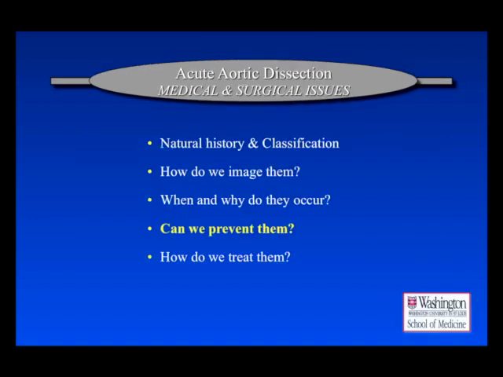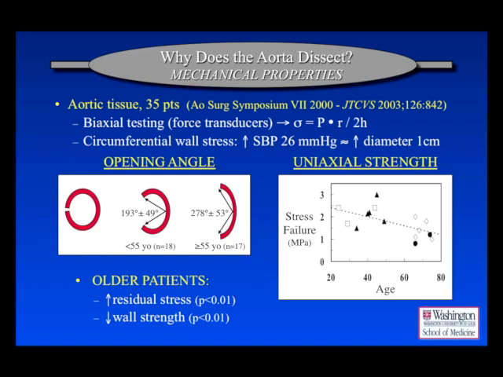Can we prevent aortic dissections? We did biaxial testing with force transducers in aortic tissue from 35 patients and found that there was a direct relationship between systolic blood pressure and wall stress and diameter. An increase in systolic blood pressure of 26 millimeters of mercury we found was equivalent to the increase in diameter of the wall equaling 1 centimeter. Older patients also had increased residual stress and decreased wall strength, demonstrating why aortic dissection may be more common in an older patient than a younger patient, given equivalent aortic size and pressure.